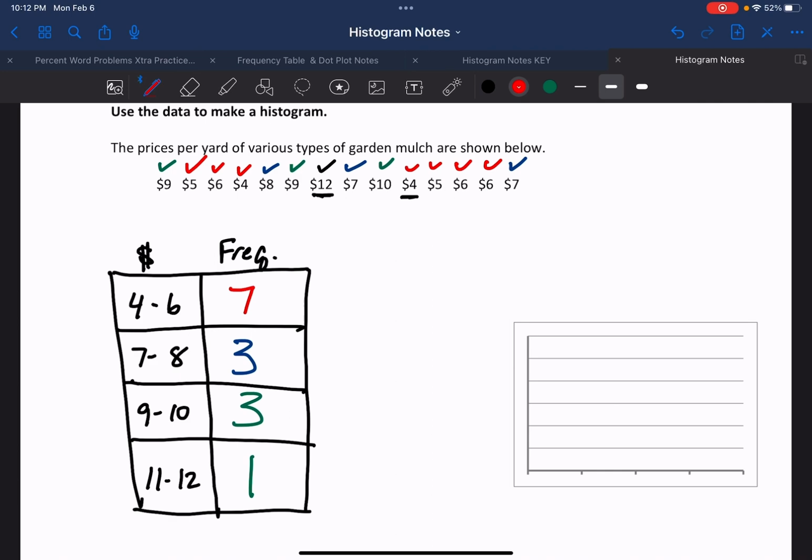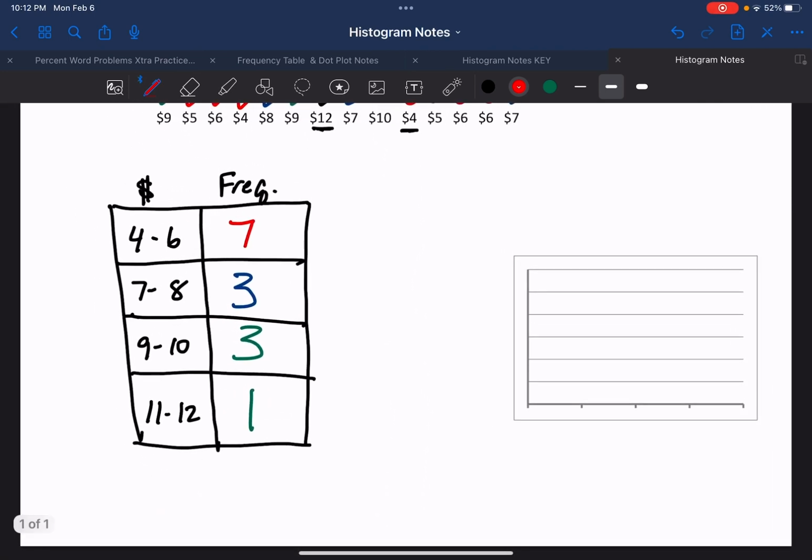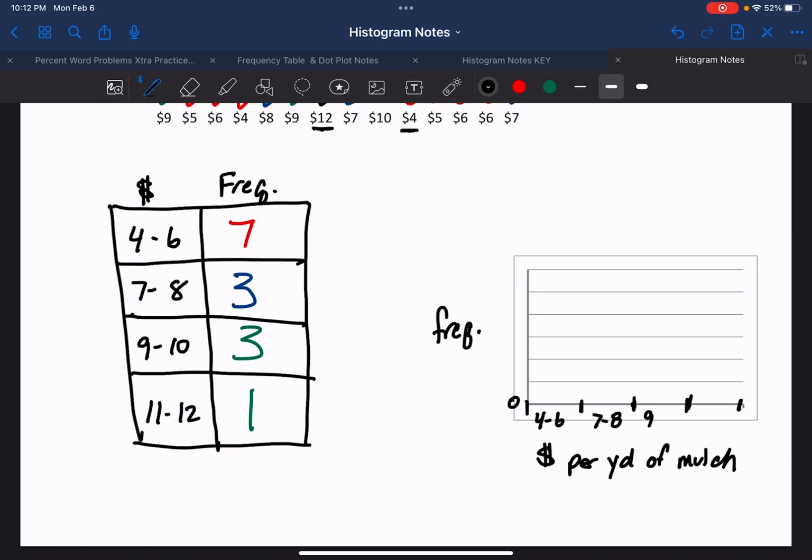Okay, so when I go in here to do my frequency table, this side, my y-axis, is going to be my frequency, and the bottom is going to be the dollar per yard of mulch, okay? And when you make your frequency table, you're going to make your intervals. I'm going to start at 0, go like this, okay? And I'm going to go 4 to 6, 7 to 8, 9 to 10, and 11 to 12.